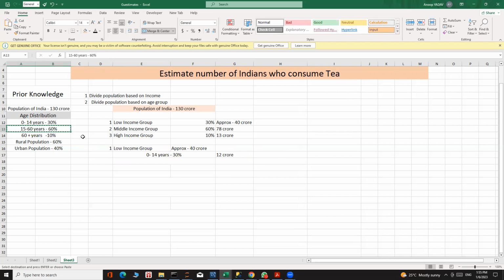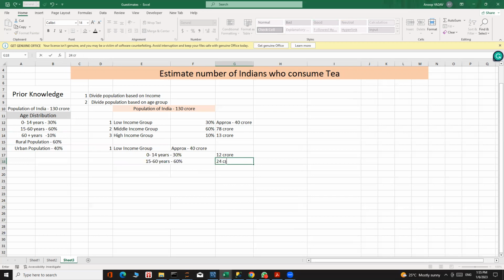Now, the middle age group is 15 to 60 years, and the total number of people is 60%. That is 24 crore people. These are some working persons, and let's assume, due to the low income group, only 40% of these people consume tea. This is our column, total tea consumers.